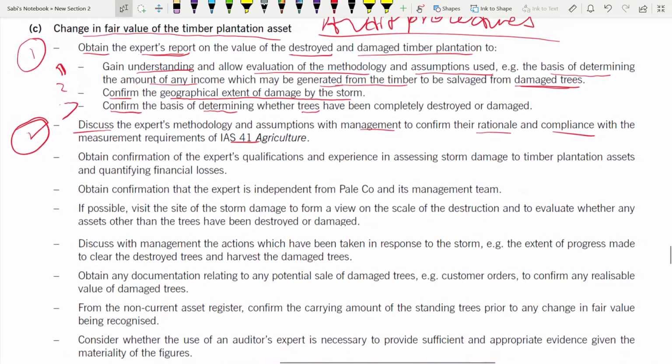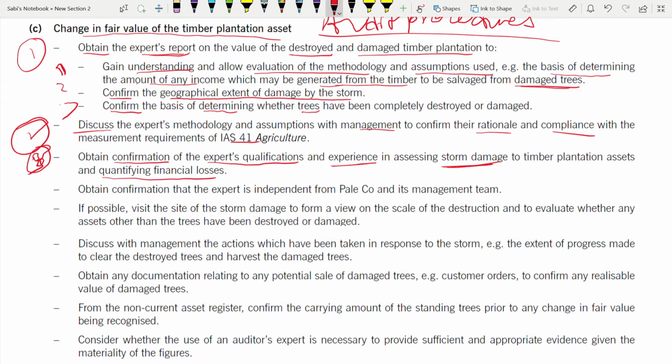Third, obtain confirmation of the expert's qualification and experience. You just cannot rely on any expert like that. If an expert is saying this is the value, you should first ask what their qualification and experience are. Do they have experience in the timber plantation asset? Do they have the qualifications? You have to confirm that they are qualified enough and experienced in assessing storm damage to timber plantation assets and quantifying the financial loss.